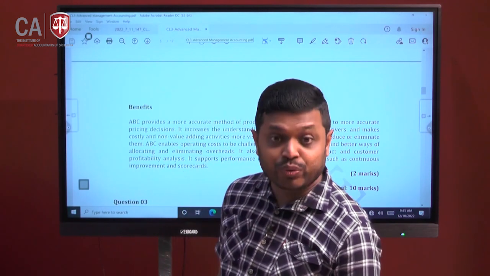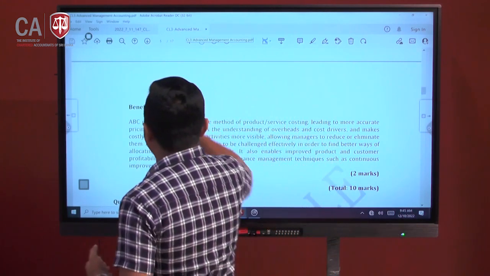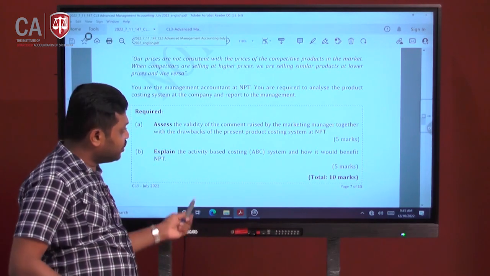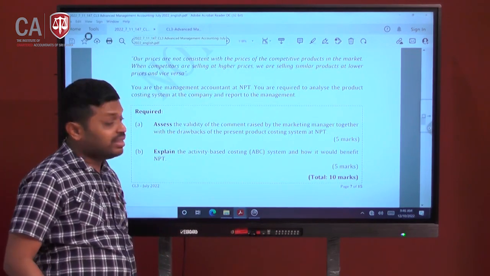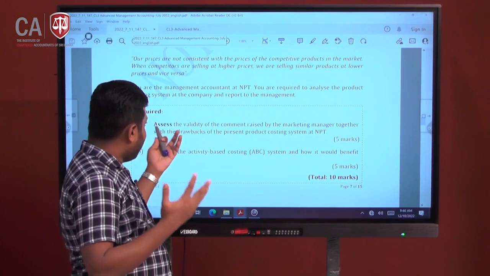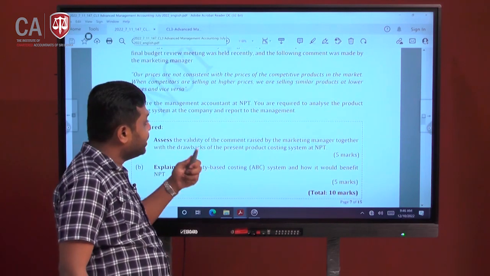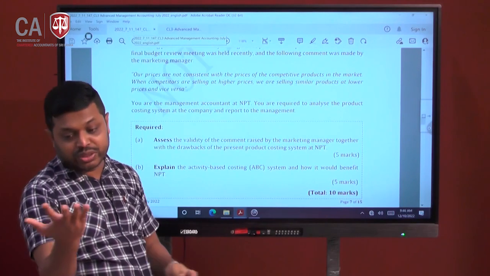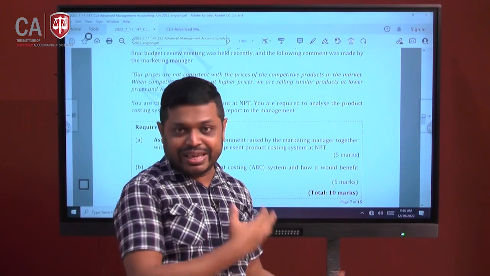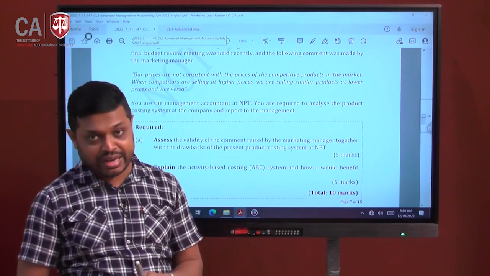Okay, now we will move to question number 3. It is very simple one because we need not explain or compute anything in this illustration. Both questions ask for the explanation, because look at this one. Assess the validity of the comment. Now the pricing decisions are not competitive. What is the reason? The weakness of traditional absorption cost you need to explain, because they have used a common basis to absorb the overhead cost, right.